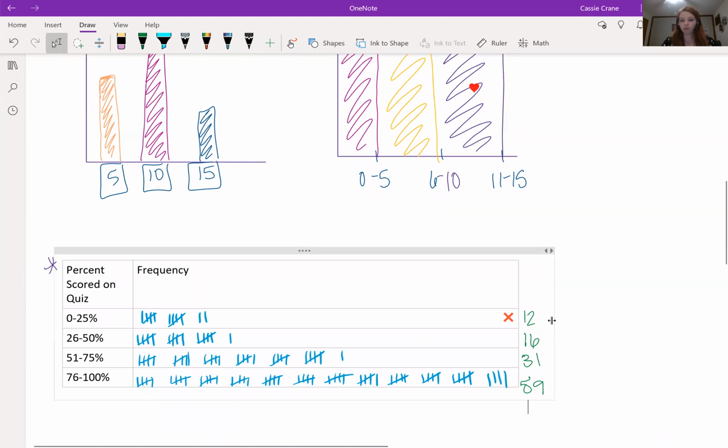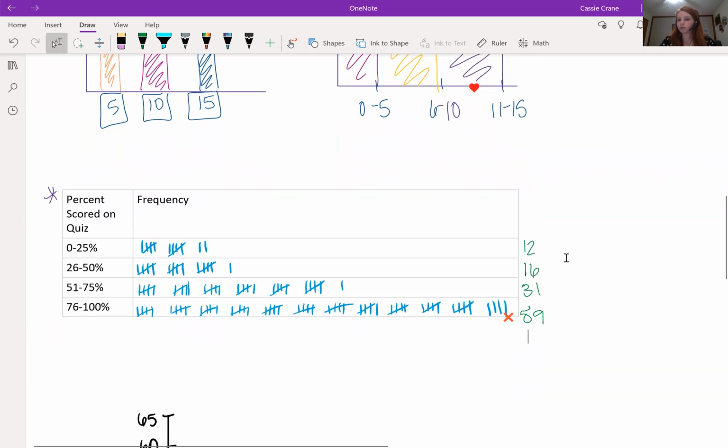But if I look at these scores, I can see that the majority of us so far have definitely passed and understood that quiz. Because 51 to 100%, if I added those up, I'd get a lot more than the ones that were 12 and 16 or 0 to 50%. But that doesn't mean that I don't need to reach out and make sure that some of us are not needing help, but just to get a broad overview. So this is my frequency table. Now I'm going to turn it into a histogram.